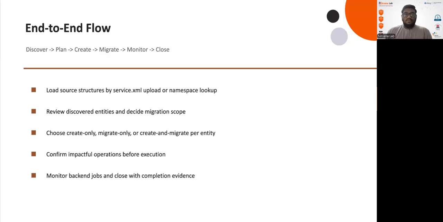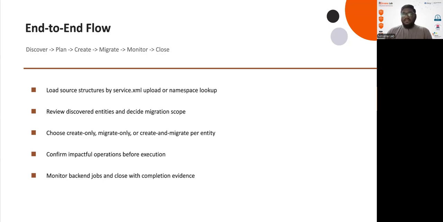Now, how does this SB2 object bridge work? What is the end-to-end flow? There are some steps: the user first loads the service.xml file, or either picks a namespace. I will give the demo in between these slides. So right now, first is uploading the service.xml file and namespace lookup.